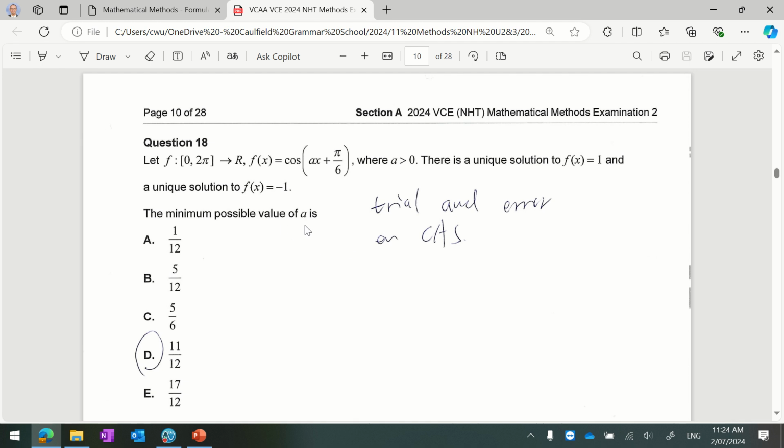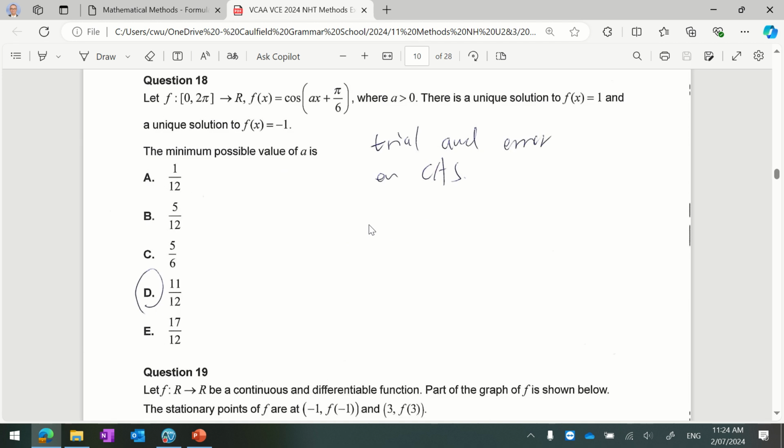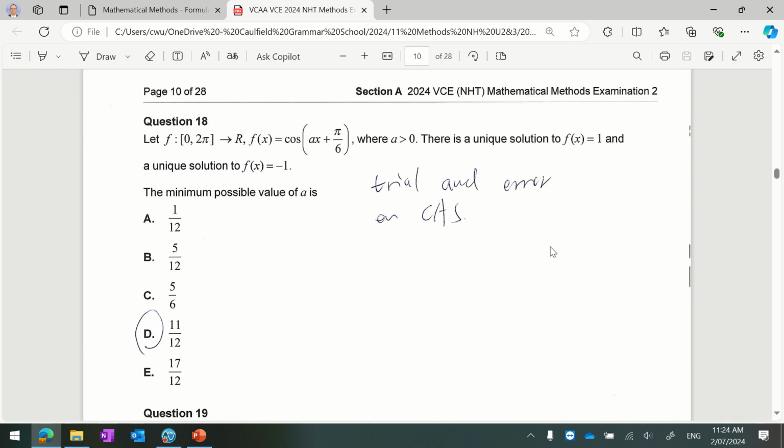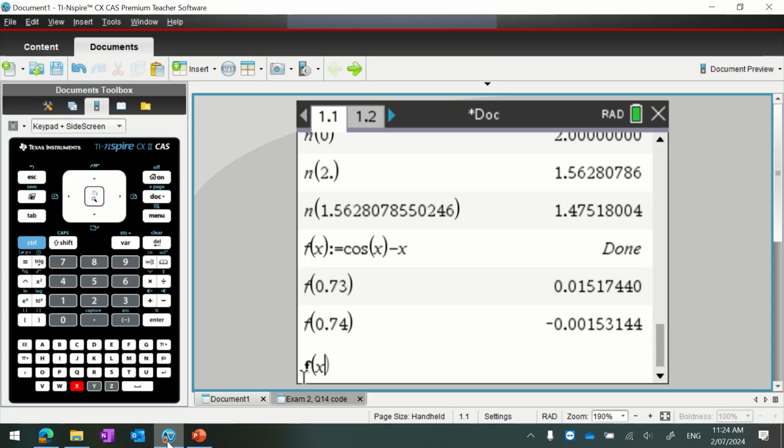The minimum possible value of A, again, you could do this properly, but why would you? It would take a long time to do this properly. So all I did was trial and error. So a very similar idea.